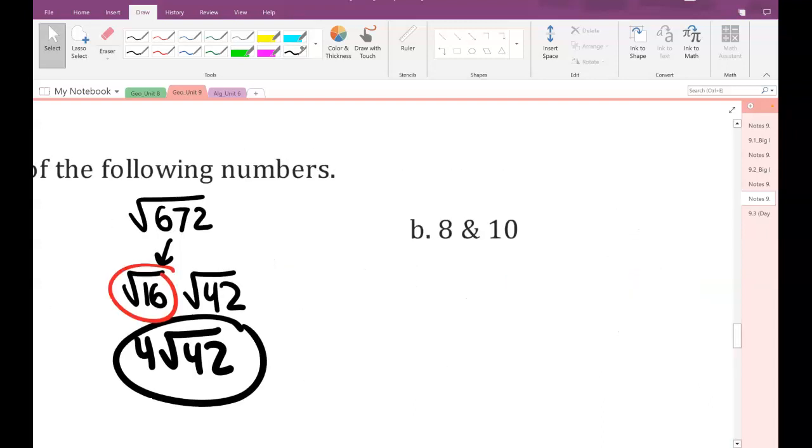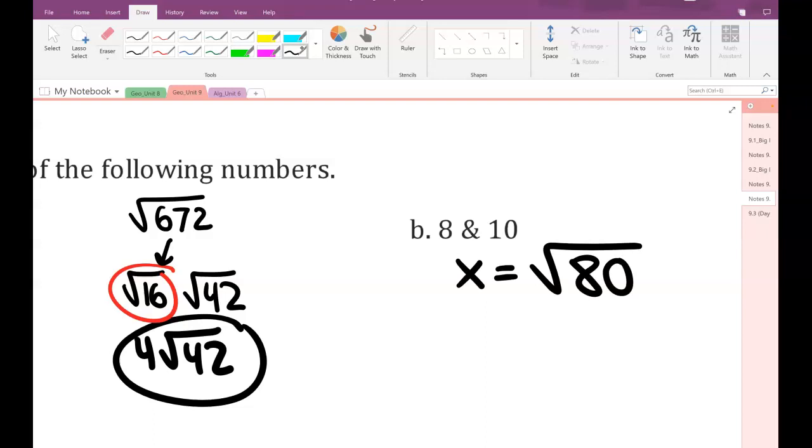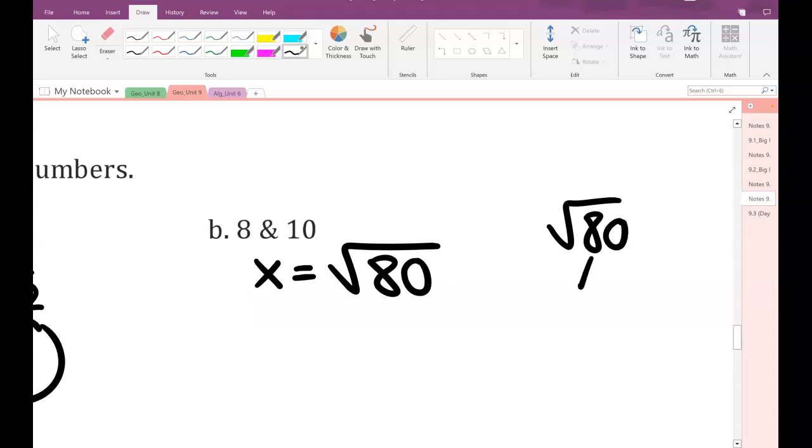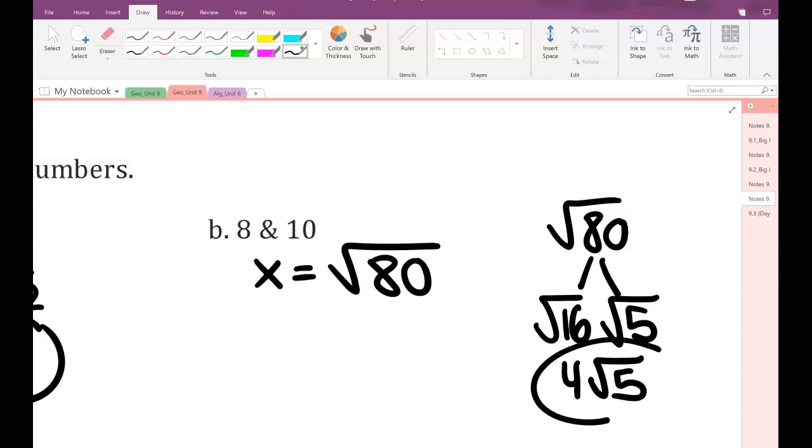So for b, we could just take x is equal to the square root of 8 times 10, which is 80, which we can simplify as well. 80 can be split up into the square root of 16 and the square root of 5, because 16 times 5 is 80. So then we have 4 square root of 5 as our final answer, or our geometric mean.